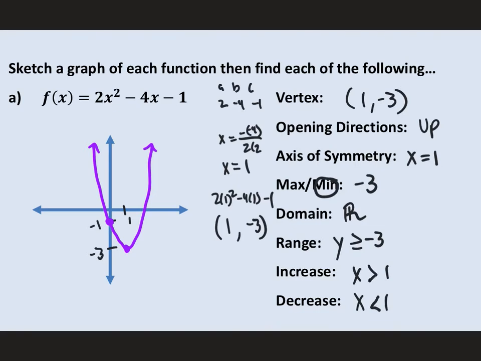So interval of increase and decrease, it should look just like your axis of symmetry, except 1 is a greater than and 1 is a less than. And so if you can find this axis of symmetry using the formula, you should be able to get these, or at least a good guess at these, pretty easily as well.